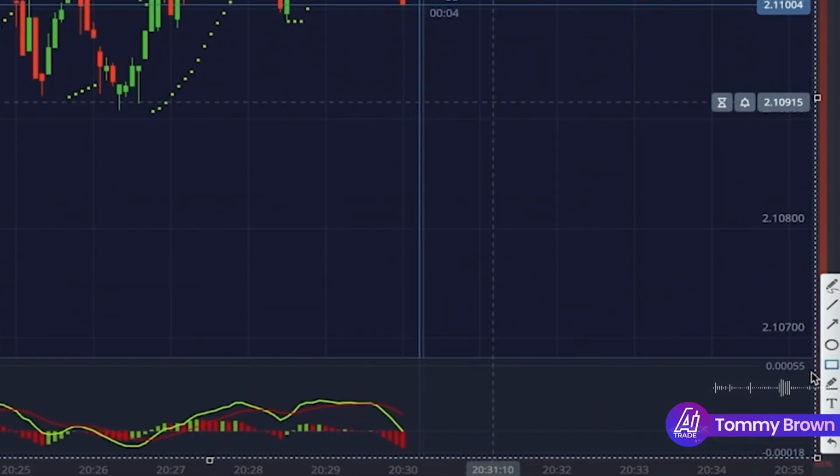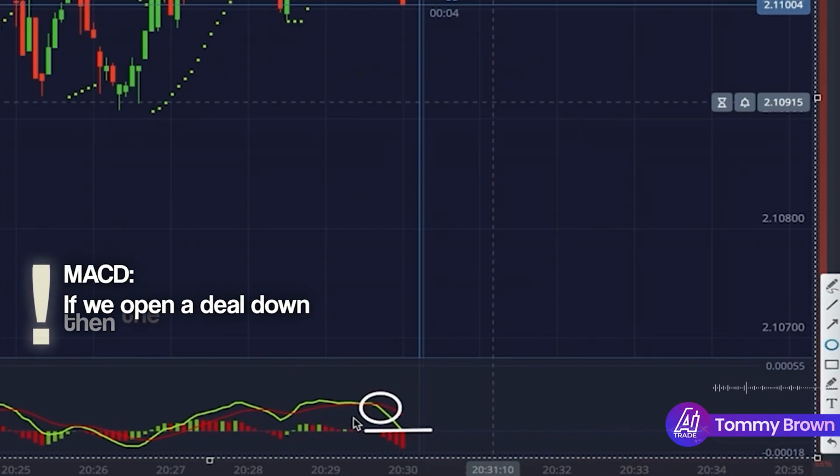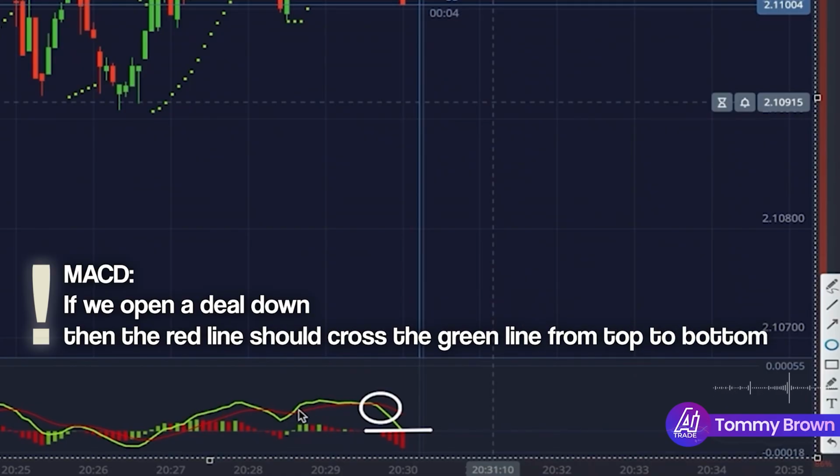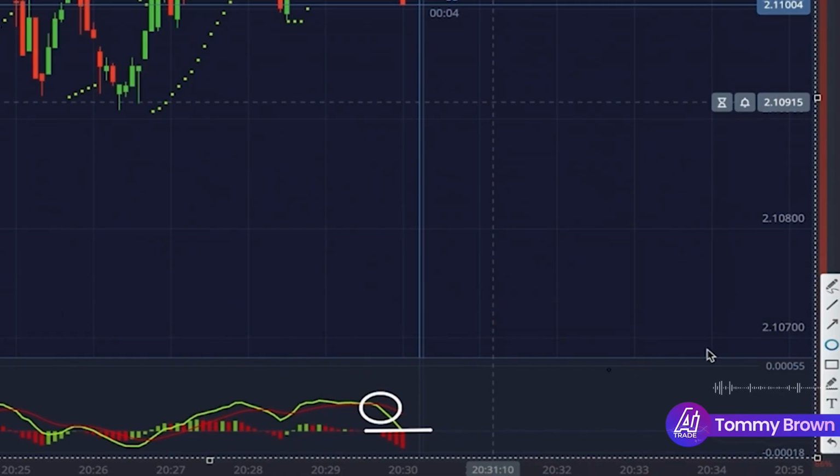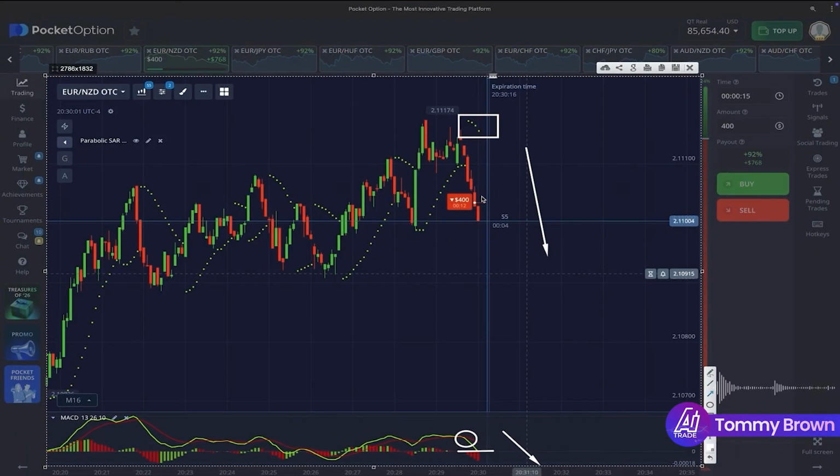Now let's move on to the MACD indicator. The volume should be below this middle line and we should have a crossover. If we're opening a trade downwards, the red line should cross the green line from top to bottom, as in this case, the conditions are met. And that means we have a clear signal for a decrease. Let's go over it once more. Parabolic SAR dots are above the chart, the lines are crossing, and the volume line is below the middle line.